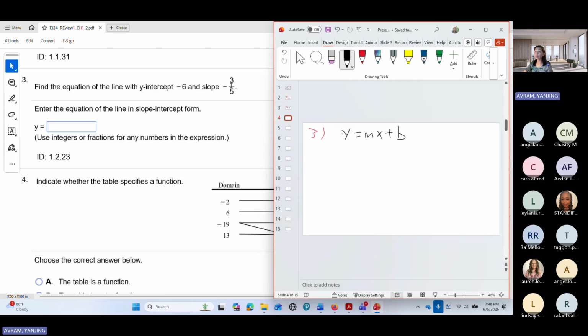Okay, so you stop here. That means this whole thing is m. All right, so I will write down y equals m. M here is -3/5.